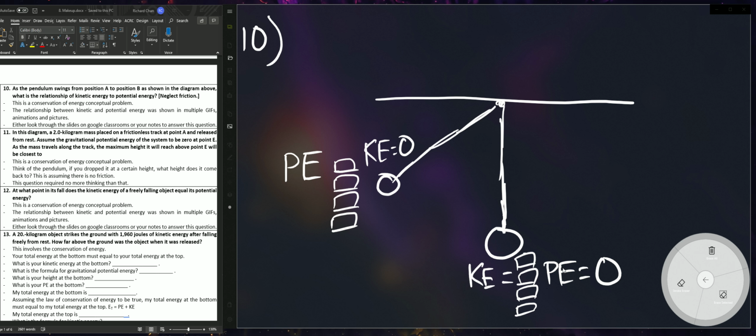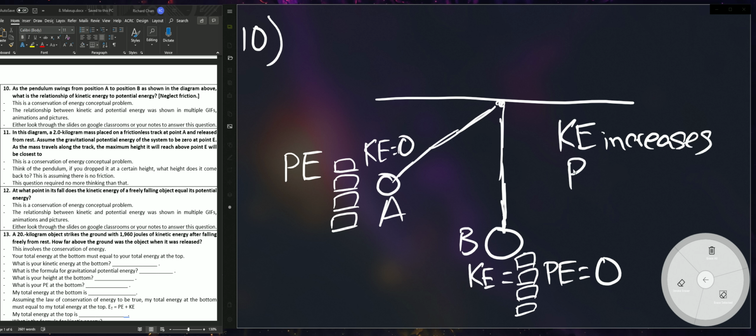So what's going to happen as the pendulum swings from point A to point B, right? Your potential energy decreases while your kinetic energy increases by the same amount. Kinetic energy goes from 0 to 4 boxes, while your potential energy goes from 4 boxes to 0. So your kinetic energy increases, and your potential energy decreases. Okay.